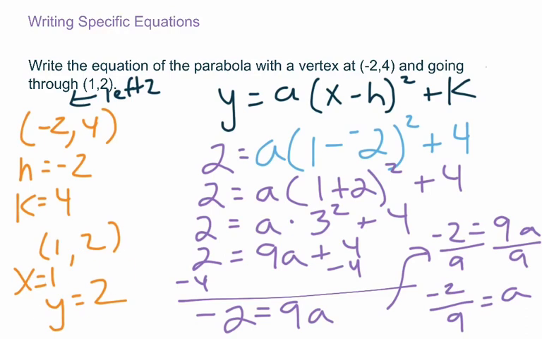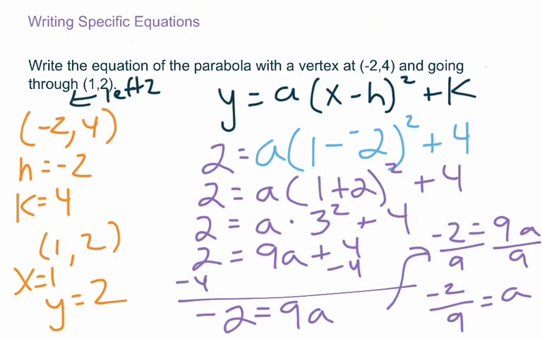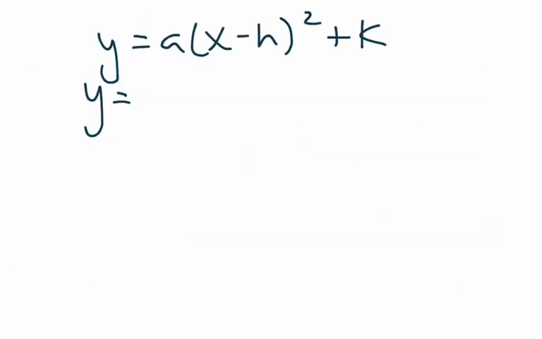Oops, I accidentally dragged my whole thing around and paused the video for a second. Hopefully that was smooth. I'm going to give back the x and the y, and rewrite the equation. So we would have y equals, and I'll rewrite this just so we have the template. I'm giving back the y. I know that a is -2/9.